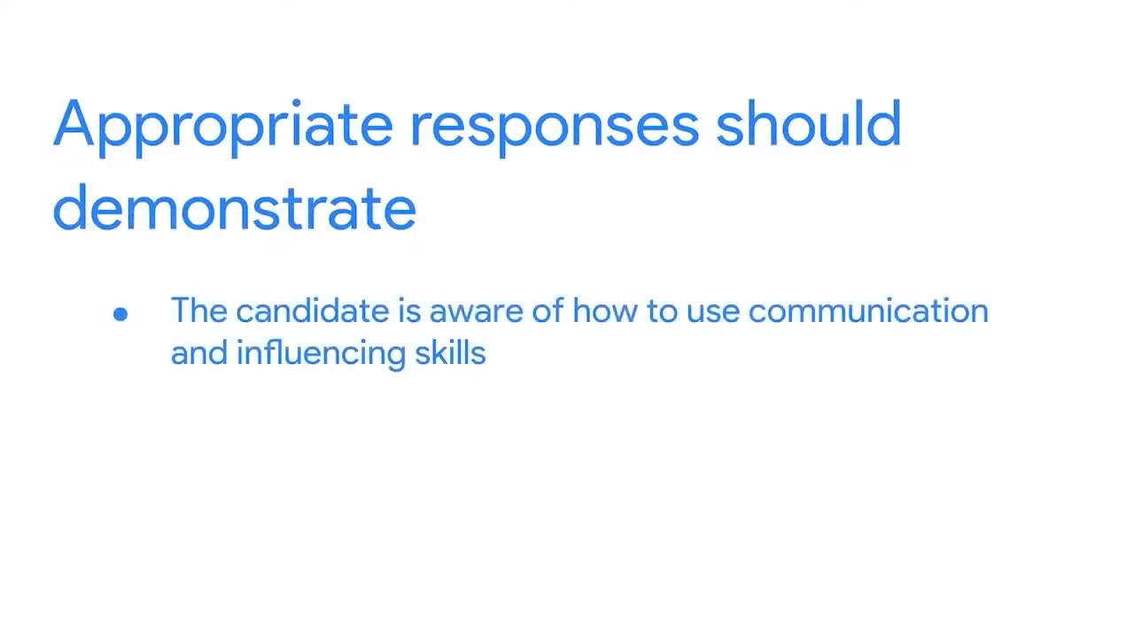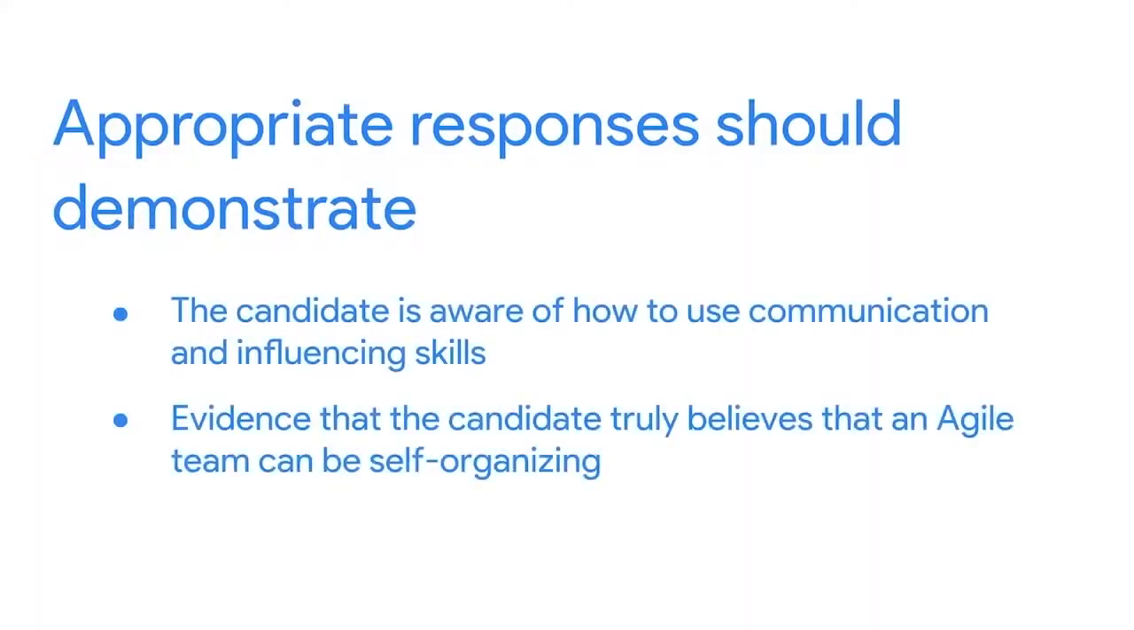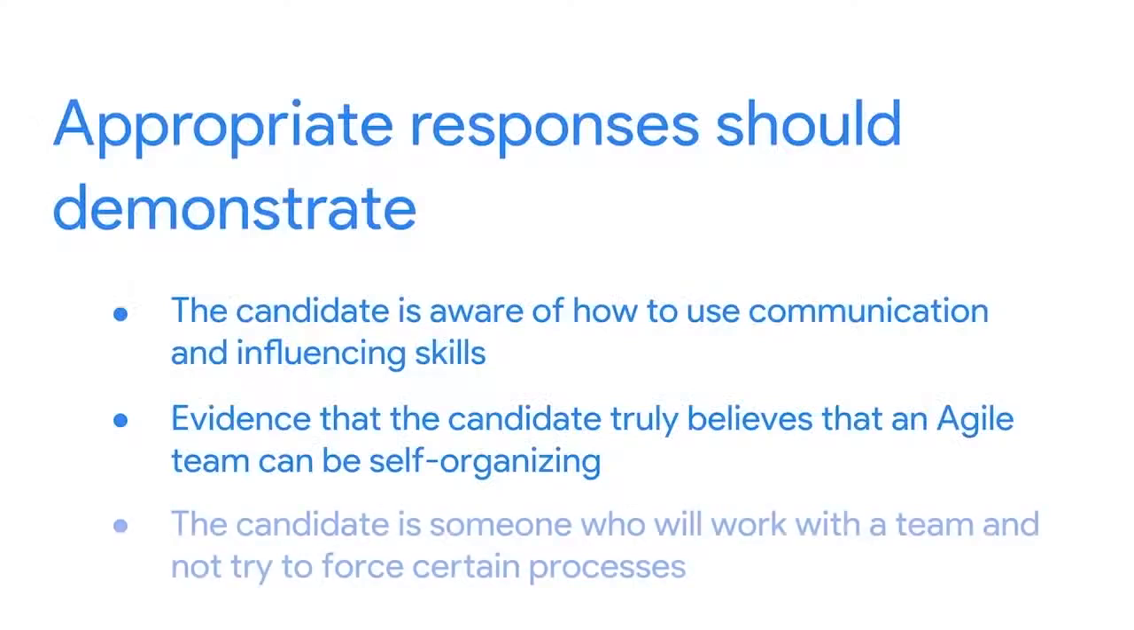Their answer helps me understand how they use communication and influence skills and whether they truly believe that an Agile team can be self-organizing. At Google, our teams sometimes resist being told what to do, especially because this can diminish innovation and creativity. So I always want to hire project managers who work with a team and don't try to force them to do things a particular way.